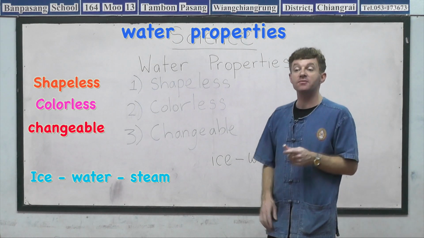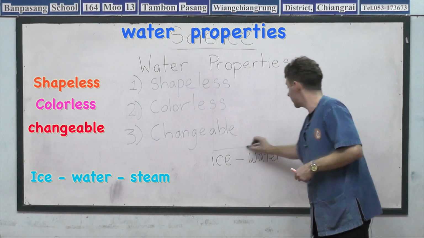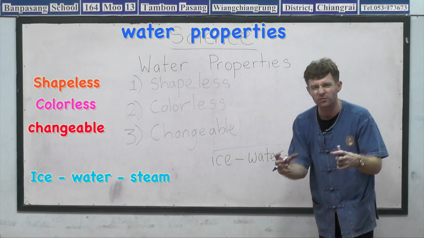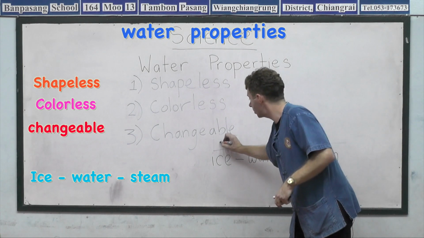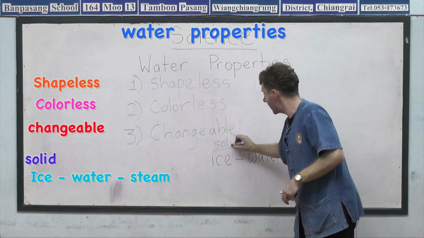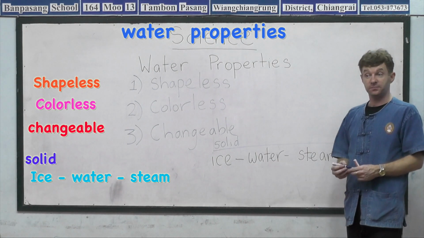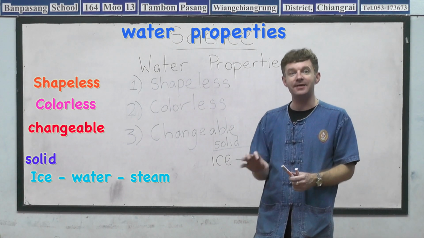So we have ice, water, and steam. These represent the 3 states. The 3 states are known as, when it's ice, it's hard. Water is hard, yes? You can touch it. So we call it solid. S-O-L-I-D. Solid. Water in solid form is ice.